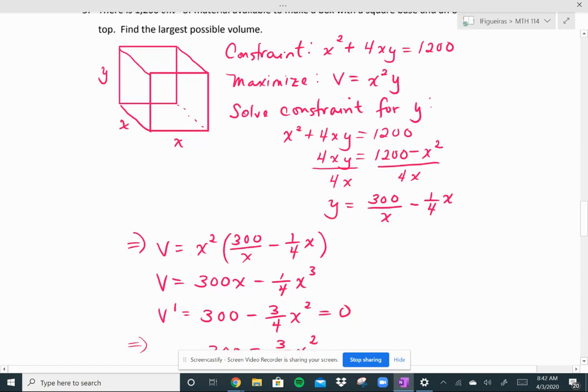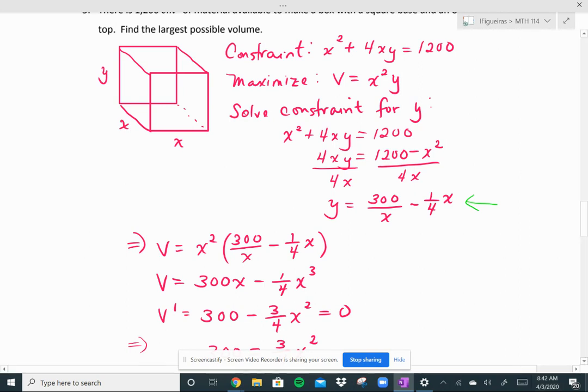We need to maximize, because we want to find the largest possible volume. We want to maximize x squared times y. Remember, volume for a rectangular prism is length times width times height, but 2 of our dimensions are the same, so that's why we have x squared y. So first we take the constraint formula and solve for one of the variables. The better choice here is y. So we solve for y, and you get that y is equal to 300 over x minus 1/4 x when you simplify everything.